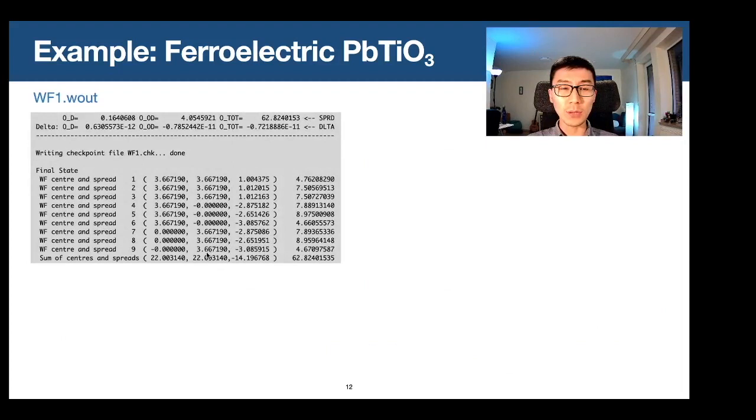So then with this projection, you can minimize the spread using Wannier90 program, and this is what you get at the end of the calculation. You get omega D and omega OD, which are different parts of the spread, and you see the change from the previous step is very, very tiny compared to the original value. So you can say that this is well converged. You also get the centers of Wannier functions and the spreads.